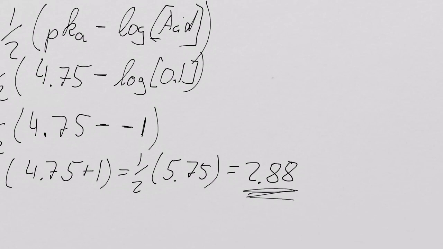Compare that to the same concentration of hydrochloric acid. Hydrochloric acid 0.1 molar is a pH of 1. So here we are significantly less acidic than the same concentration of hydrochloric acid. That make sense?